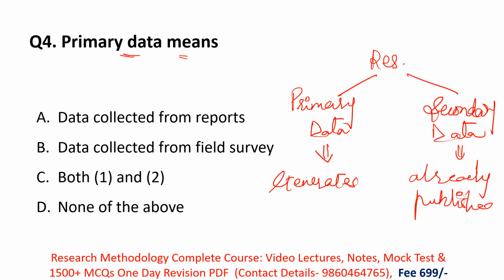Okay, secondary data means what? Already published data. Already published data is nothing but your references, bibliographies, in which you can find out what researchers did previously in their works, in journals, articles, newspapers. So they are known as already published data, or secondary data. Okay, so let's solve this question.